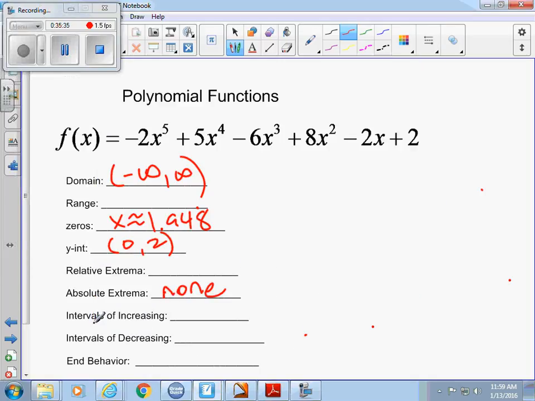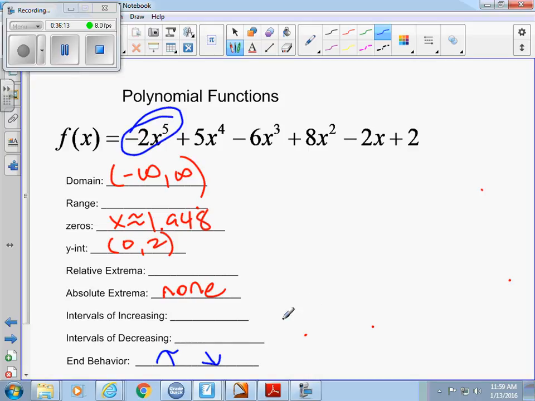End behavior. This should be a non-calculator discussion. End behavior can be done without a calculator because of our Bill Gates principle. As x gets really, really big, that guy wins. What does he look like? He's a fifth power and negative. So let's think of another odd function power like x cubed. What does x cubed normally look like? Normally looks like that. What happens if I throw a negative in front of it? Goes the other way. So that's the end behavior.